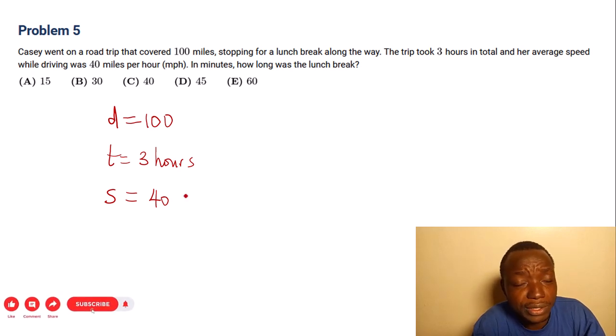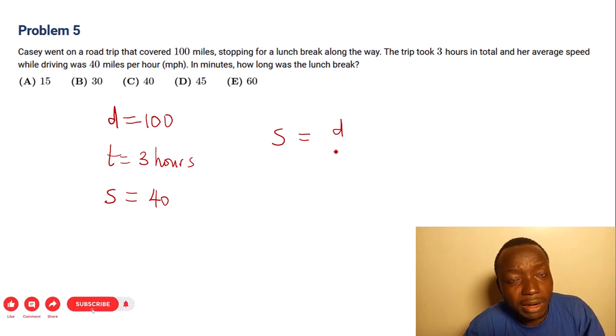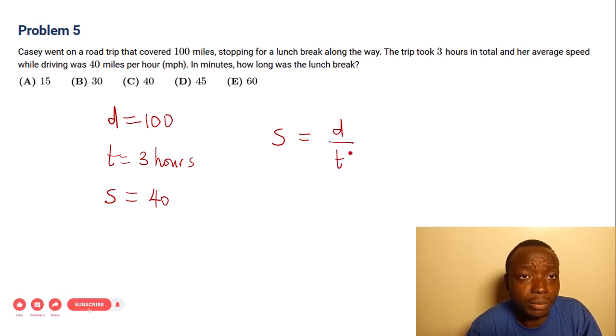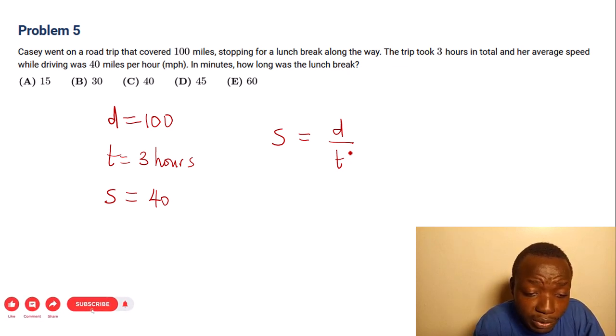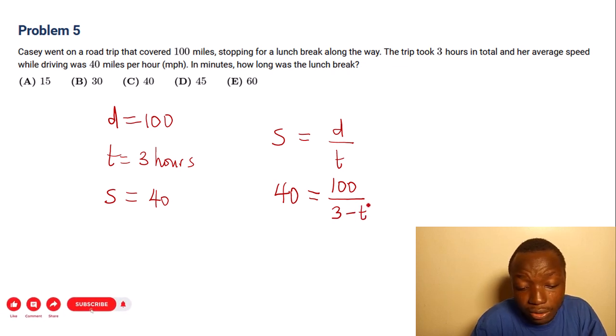So what we're going to do here is set up the speed distance time equation. So S is equal to distance over time. But take note that the average speed given was not for the entire trip. It was for just the driving, the period at which she was driving. So this speed 40, we will have to adjust the time to fit into this context. So that's going to be 100 over 3 minus t. So we have to deduct the time.